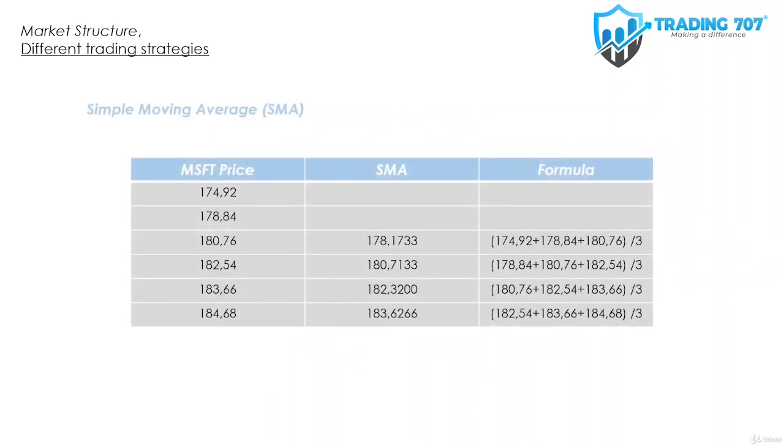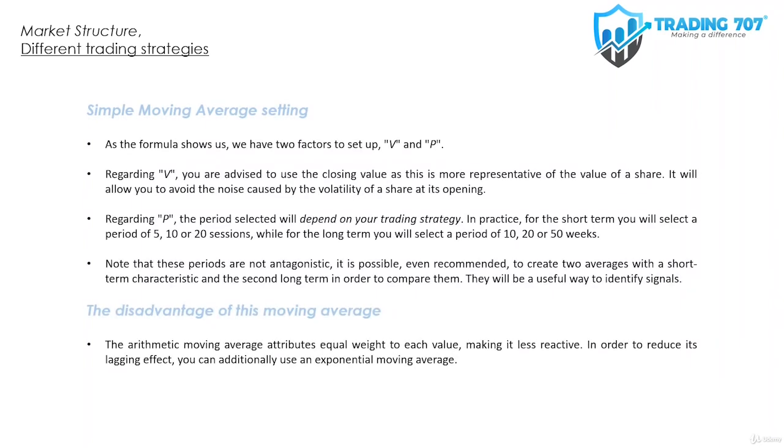Let's take a concrete example of the arithmetic moving average calculation with the Microsoft share. On the left column we have the price of Microsoft value. The price, as I said earlier, can be either the opening or the closing price, depending on your setting. The latest price is at the N value, 183.66 being N minus 1, so yesterday. Now, the simple moving average setting.